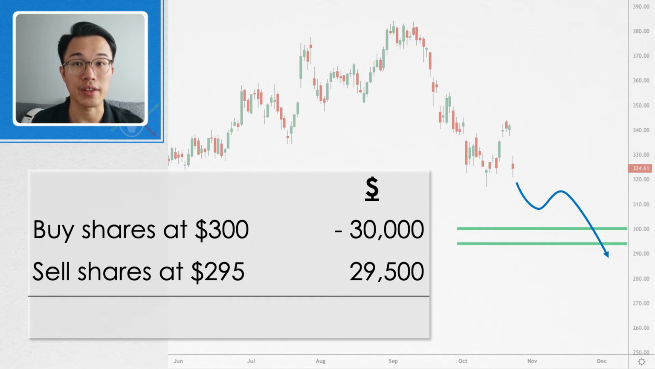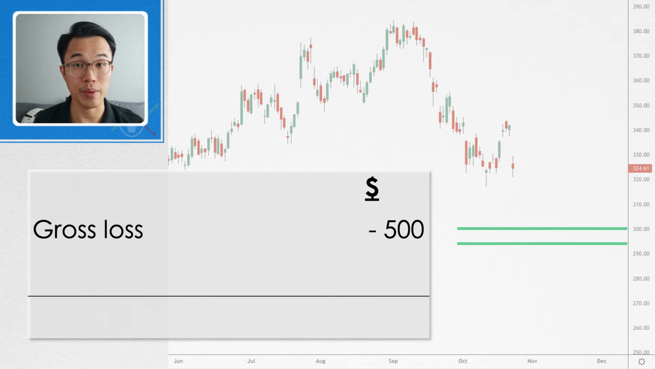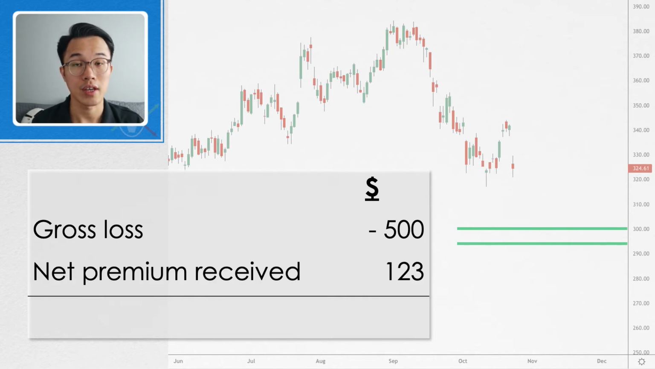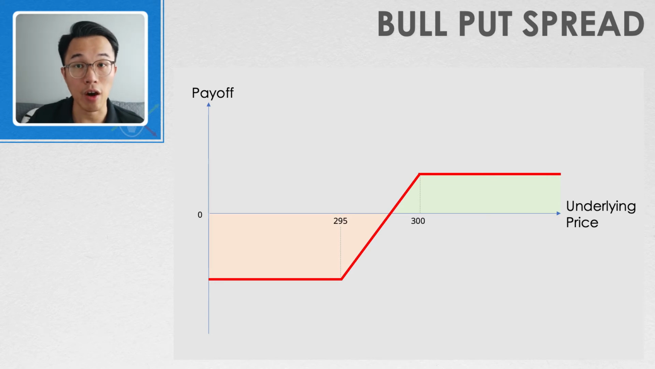So for selling away the shares, I'll receive $29,500. In this scenario, my losses will be $500. However, because I received that premium of $123, this actually makes my maximum loss on this trade $377. So over here, we see the payoff diagram for this particular trade.